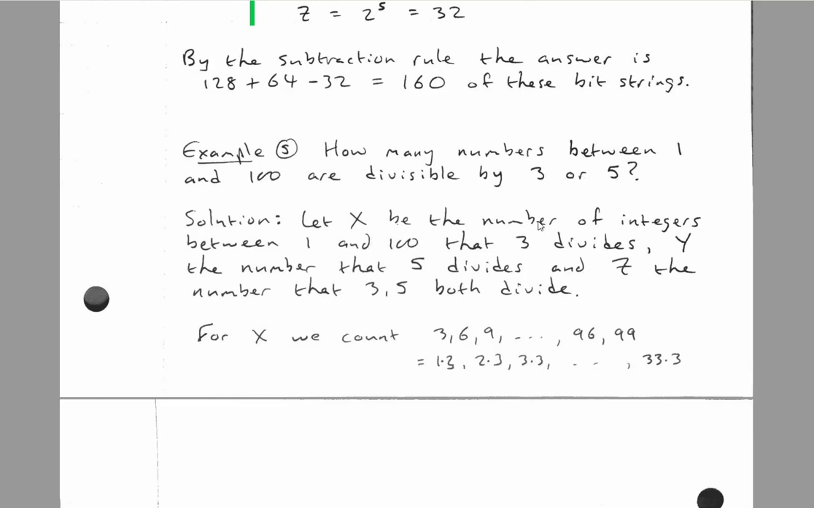Let x be the number of integers that 3 divides. Let y be the number that 5 divides. And let z be the number that 3 and 5 both divide. You can see, for example, 15 satisfies 3 divides 15 and 5 divides 15.